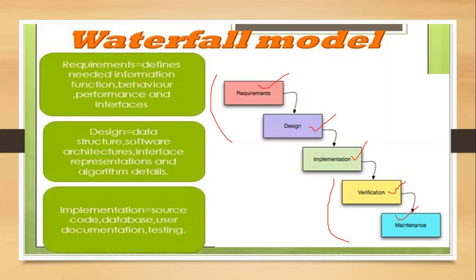So first one is about requirement. That means define needed information, function, behavior, performance, and interfaces. This is the first one जो हमने इसमें define करना. Then design: data structure, software architecture. This one is about designing phase, जिसमें आपका data structure involve होता है, architecture, interface, the way it looks visually, and algorithm details. ये सब आपके designing phase में आता है. Then implementation, that means source code, database, user documentation, testing, and last one is about verification and maintenance, whether it's according to the requirement of the customer or not. So this one is about waterfall model.